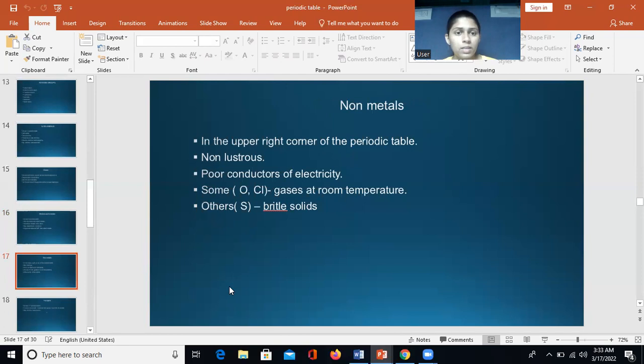And non-metals. In the upper right corner of the periodic table, we can see non-metals, and they are non-lustrous, and they are poor conductors of electricity, and some, like oxygen and chlorine, are gases at room temperature, and they are brittle solids.